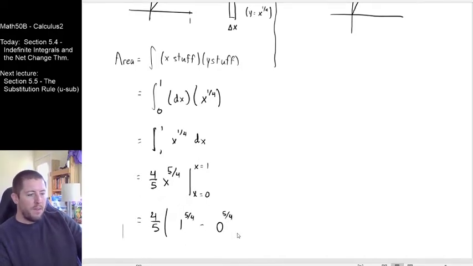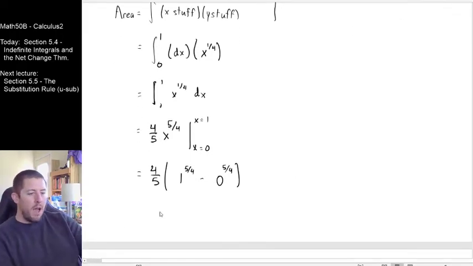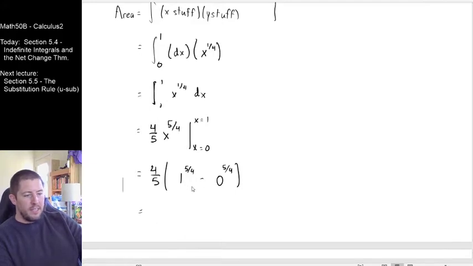Notice that the 4/5 is just a constant, so I'm leaving that out front when I do my upper bound minus my lower bound. And it does look like this is just all going to be 1 in here, right? 1 to the 5/4 is 1, 0 to anything is 0. So this is just 1 within the parentheses. So it looks like we're just going to be getting an answer here of 4/5.